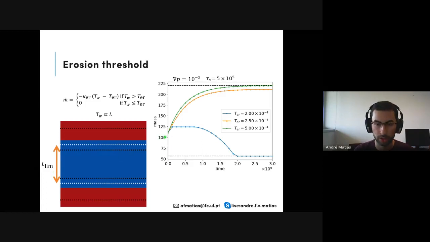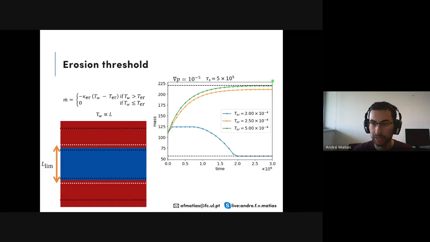And so the orange line happens as follows. The system is swelling and eroding until it reaches the limit gap. And when it reaches the limit gap, the erosion needs to stop because the shear stress is now too small. But the system continues to swell a little bit, and so the final state is somewhere in between complete erosion and no erosion.